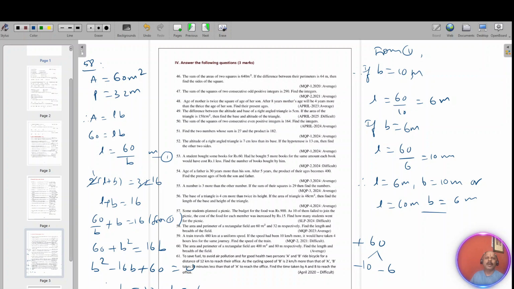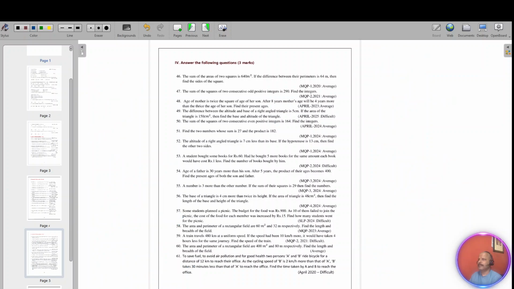Okay. Simple question. We'll move to the next question, 59. This is a very important question. Please pay attention. This is a very, very, very important question. 59th.